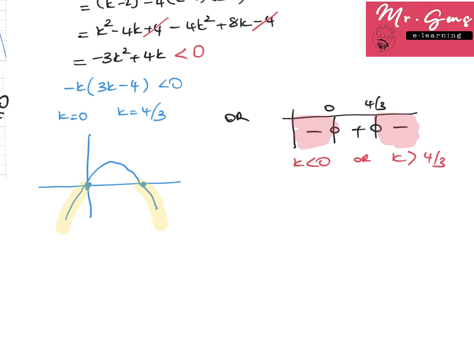We can also verify it by using our graph. K is supposed to be less than 0 or greater than 4/3.